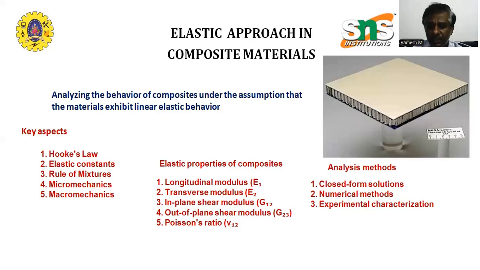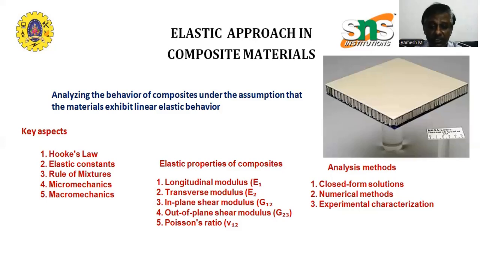Next, we can have an elaborate discussion here. What are the elastic properties? The longitudinal modulus measures the stiffness of the composite material in the fiber direction. Then the transverse modulus, perpendicular to the fiber direction; the same parameter, stiffness, has to be measured here. And the in-plane shear modulus, the shear stiffness in the fiber plane. Then the out-of-plane shear modulus, then Poisson's ratio, as well as analysis methods, closed form solutions.